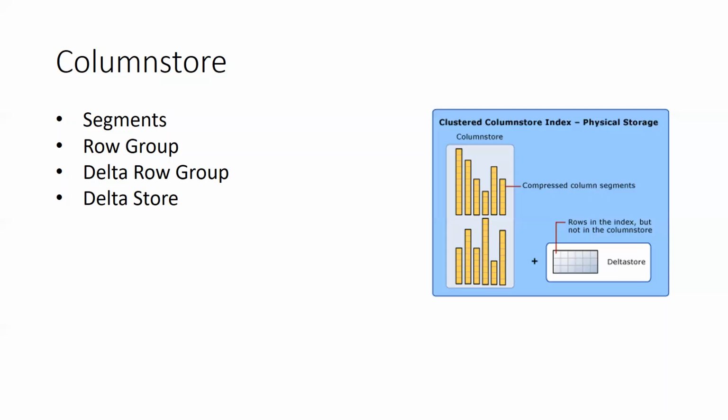And one more thing is segment compression happens only if the number of rows is greater than 100,000. If the row count is not greater than 100,000, the compression won't happen. Similarly, we have delta row group. In case the compression is not happening, we'll have multiple open row groups, and those are called delta row groups. Delta store is a combination of delta row groups.